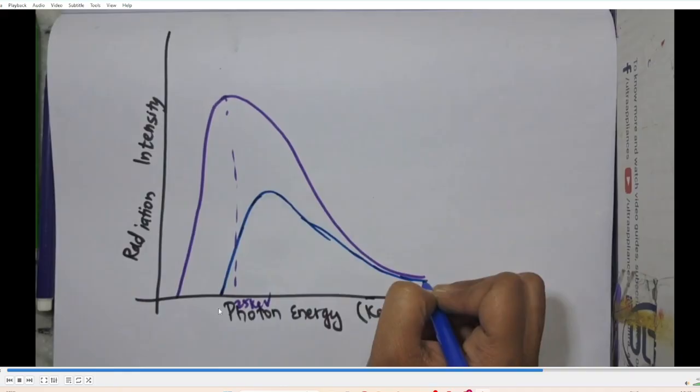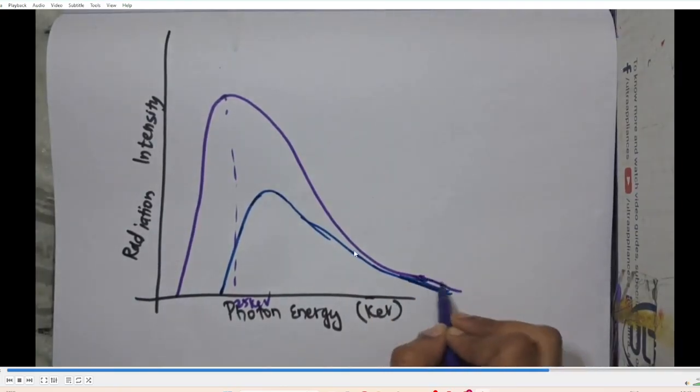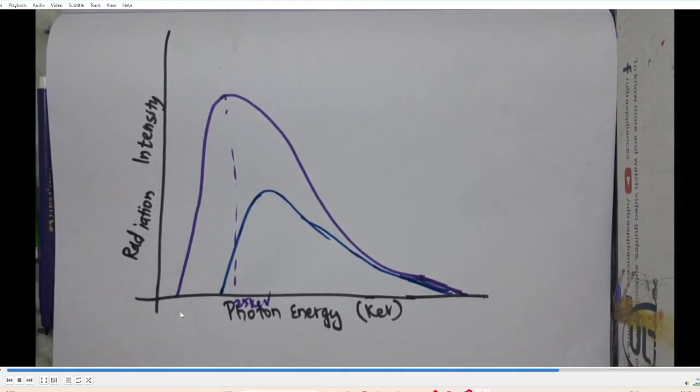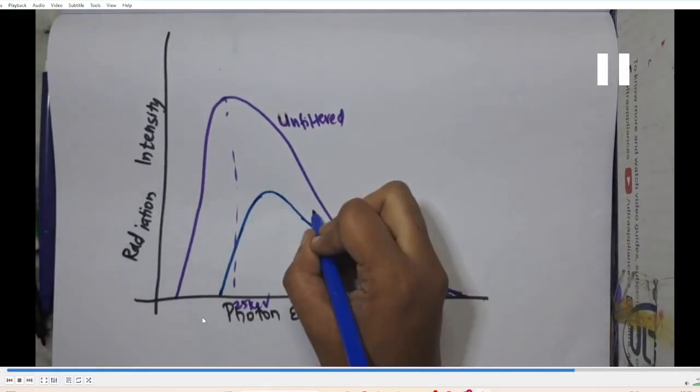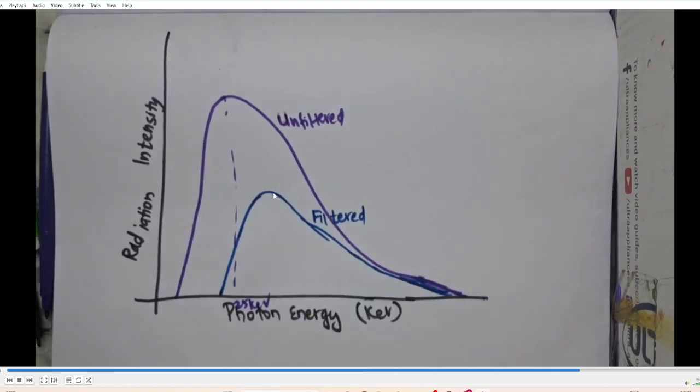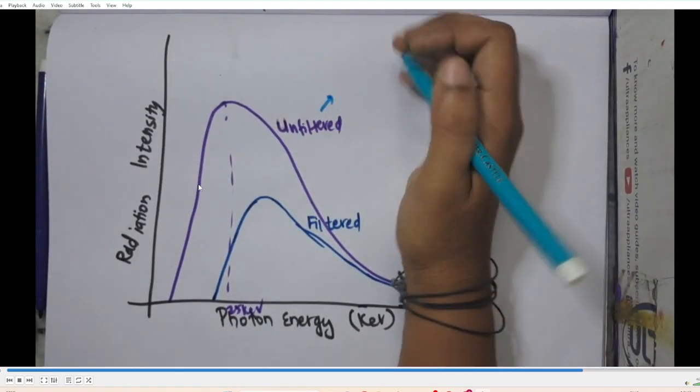Then when an aluminium filter is used, filtration will reduce the total number of photons in the X-ray beam, but more importantly, it selectively removes a large number of low energy photons. As a result, the intensity on the lower side of the curve is reduced considerably more than the intensity on the higher energy side of the curve. The highest point, which is 25 kilo electron volt in the unfiltered beam, is shifted to 35 kilo electron volt in the filtered beam. The overall effect is an increase in the mean energy of the X-ray beam.